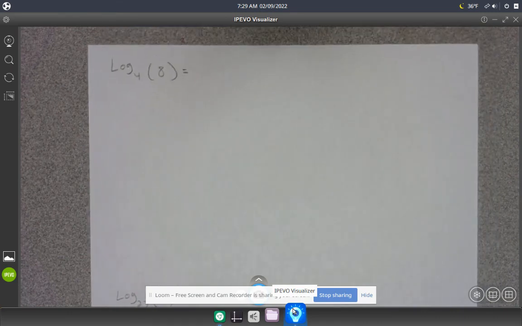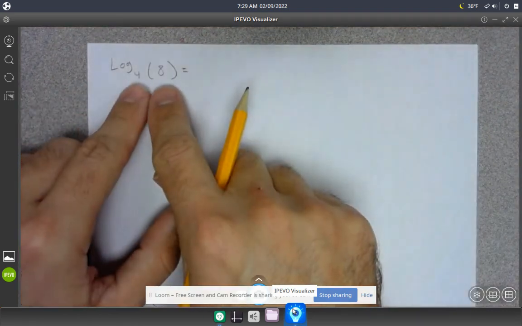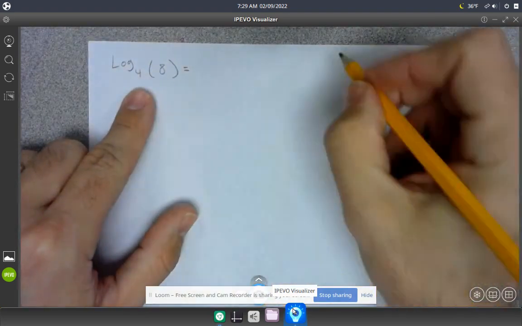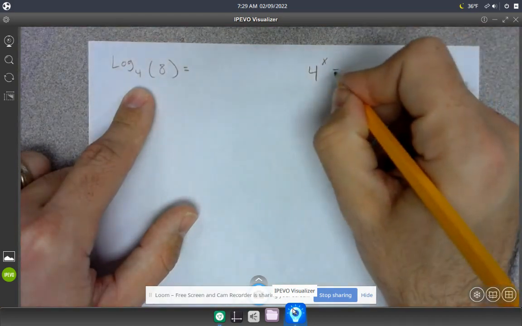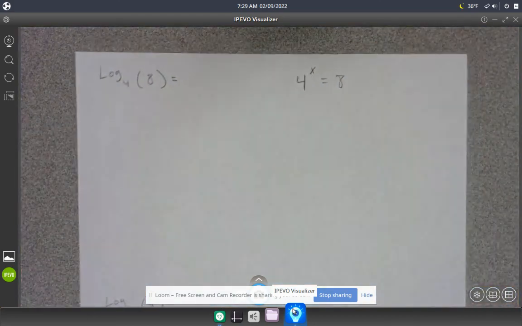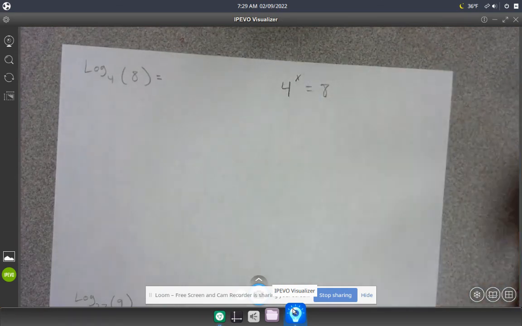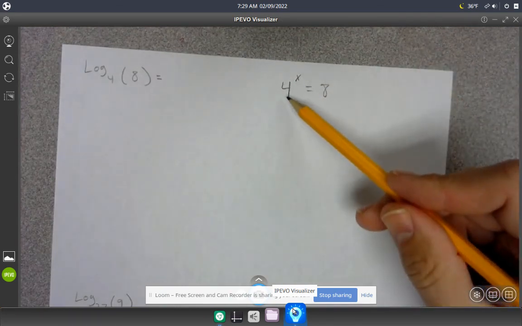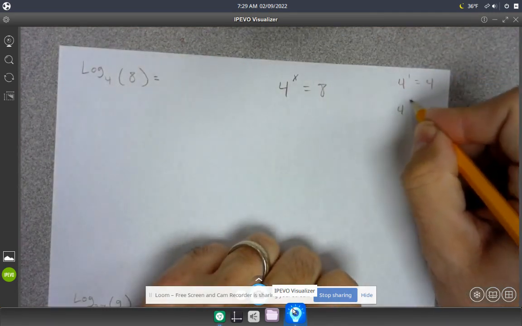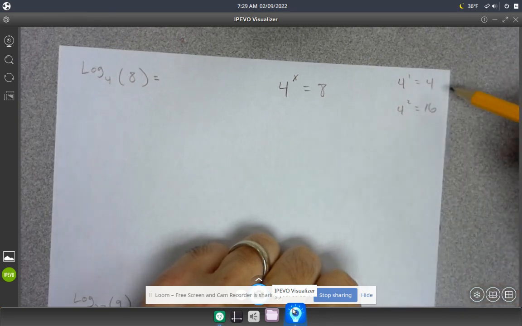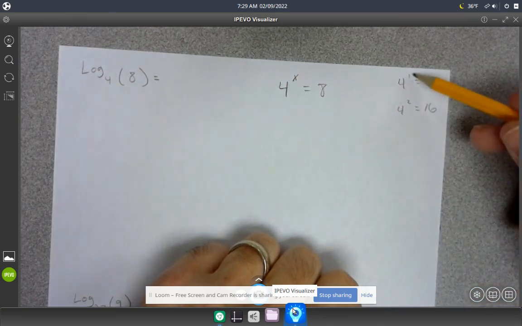All right, I got two logarithm statements here that I wanted to look at because they're not as straightforward as the other ones. So the first thing I want to do is rewrite this as some exponential statement. 4 is my base, so I'm looking at 4 to some power will give me 8, right? The answer is not 1. 4 to the 1 is equal to 4. 4 to the 2 is equal to 16. So my answer is going to be somewhere in between 1 and 2.